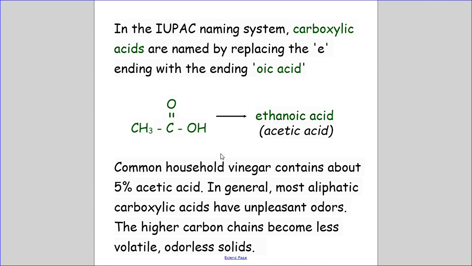Common household vinegar contains about 5% acetic acid, the common name for ethanoic acid. In general, most aliphatic carboxylic acids have really unpleasant odors. They're strong scents. The higher the carbon chain becomes, the less volatile and more odorless the solids will be.